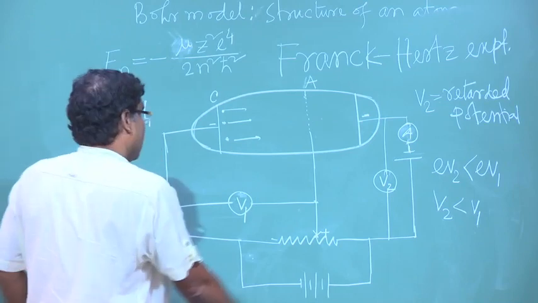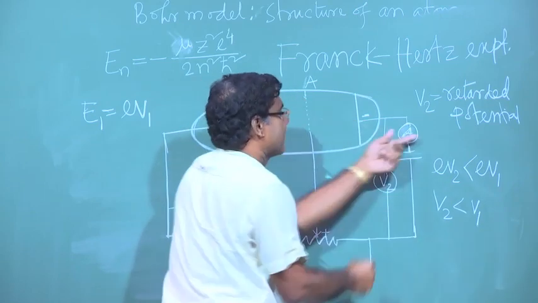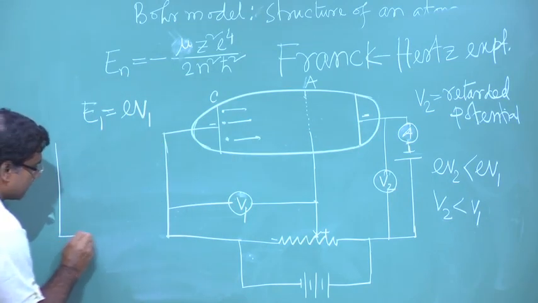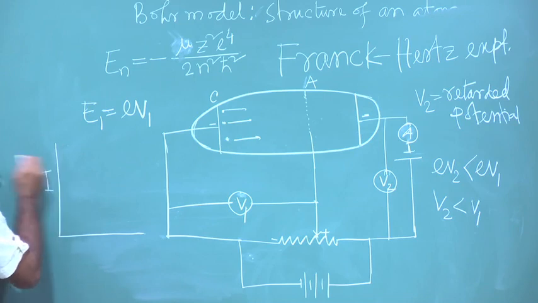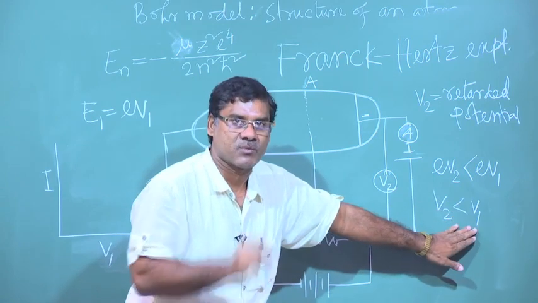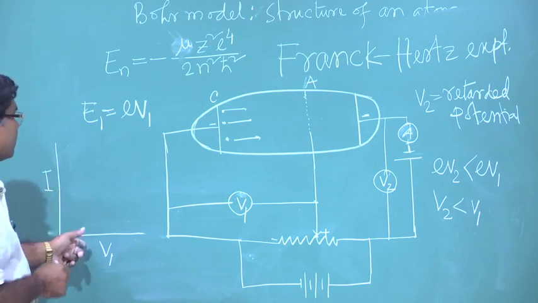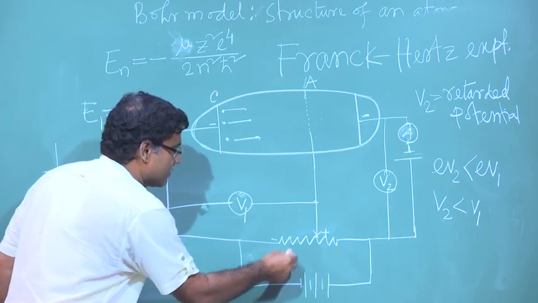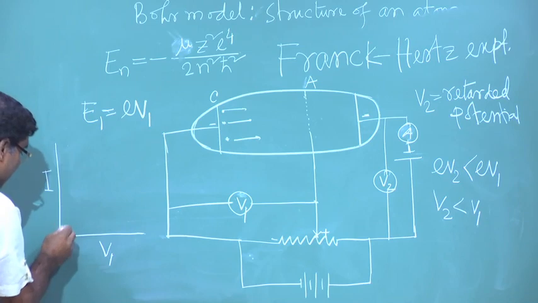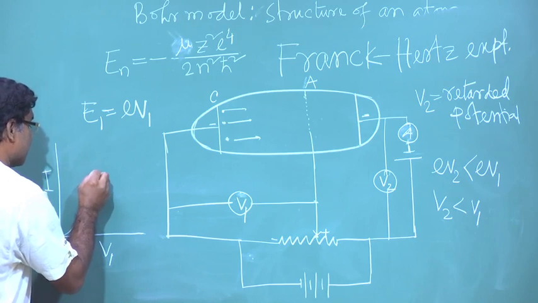So now the electron will reach here and circulate, so you will get current. Now, if I plot this current I, and change the voltage V1 keeping V2 fixed at a smaller value than V1, so that we can change here, and note down the current and plot it, Franck and Hertz got a curve like this.